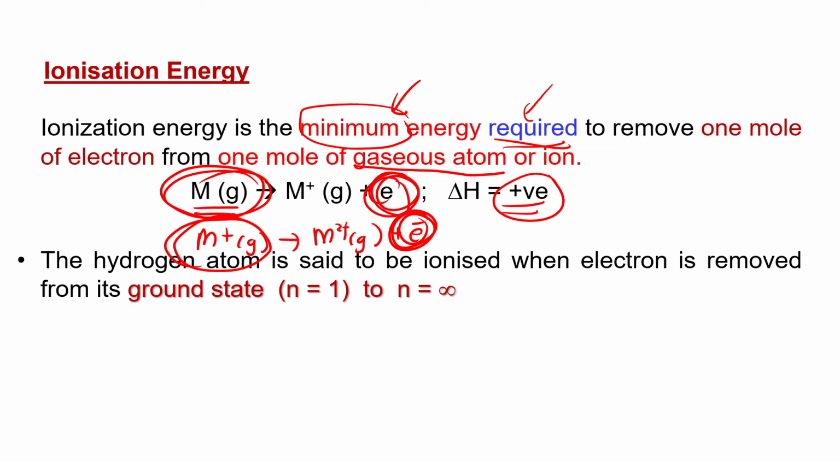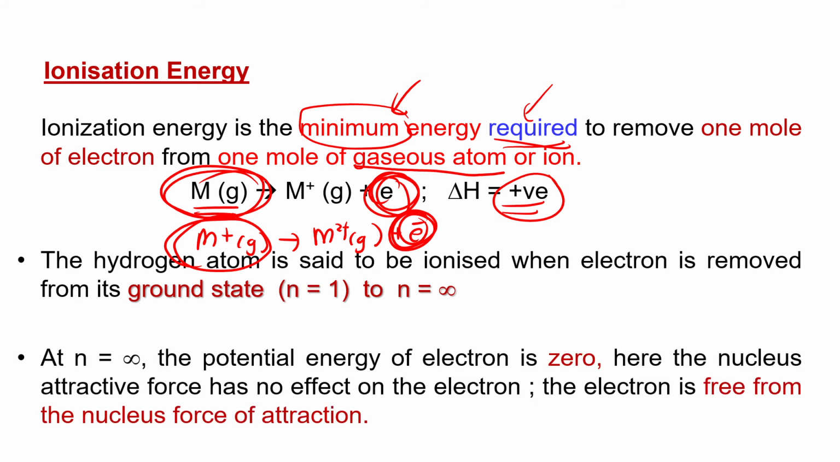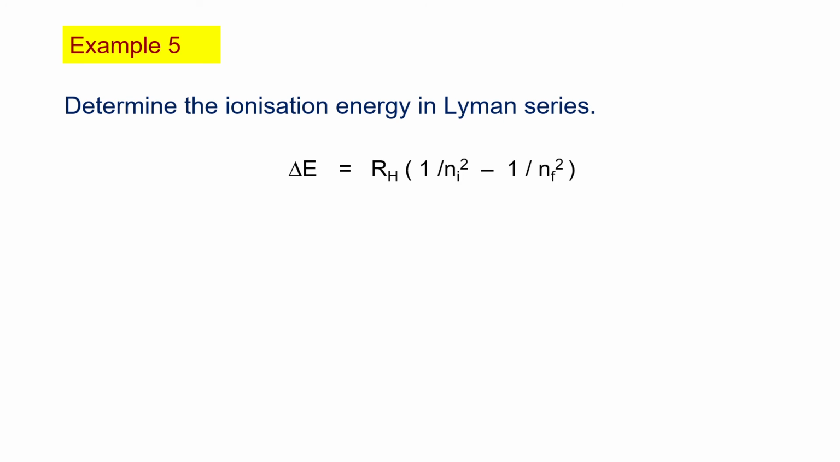So for the hydrogen atom, we say it ionizes when the electron is removed from its ground state, where N equals infinity. Determine the ionization energy in the Lyman series. We have this formula because we want to calculate energy. We need to identify which is N1 and which is NF. We know for the Lyman series, all electrons drop to N equals 1.